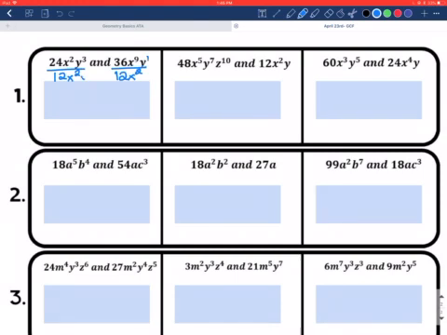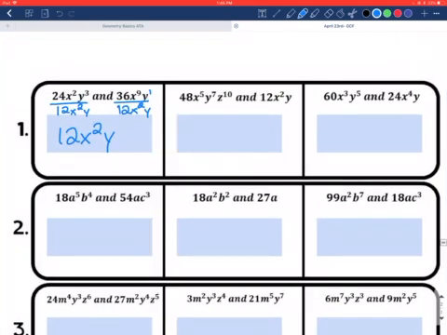There's a y present in both terms, so we're going to take out a y as well, and that's going to be to the first power because that's the smallest. So 12x squared y is our GCF there. We'll do the same thing for the next one. 48 and 12, they're both divisible by 12.